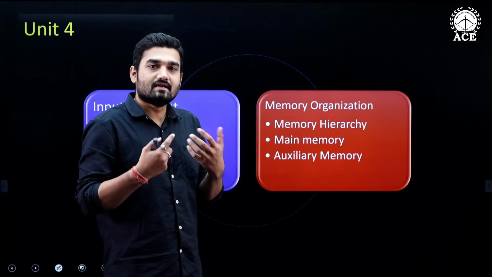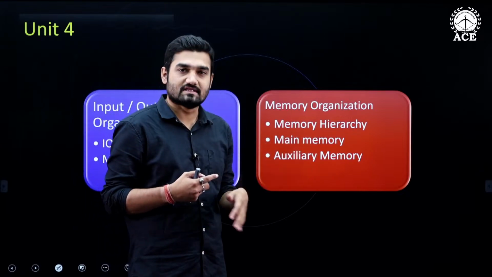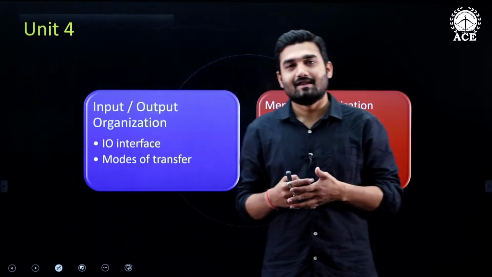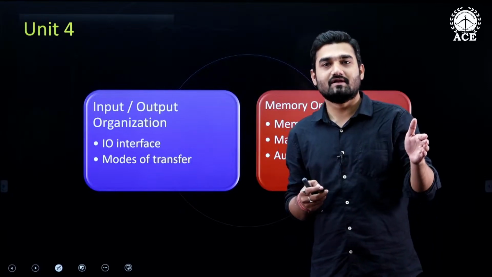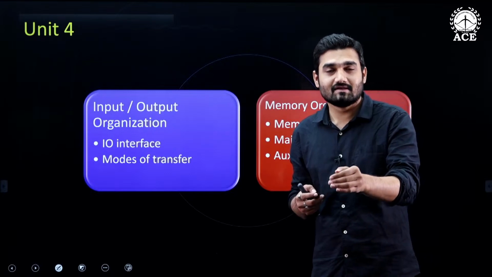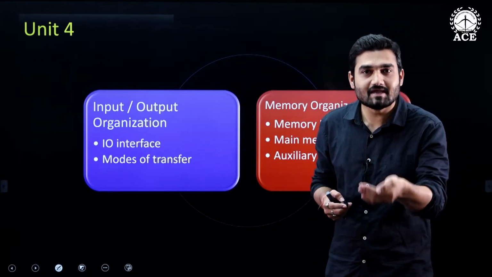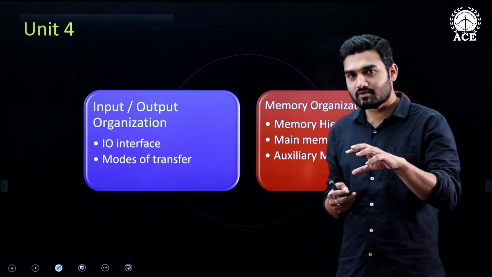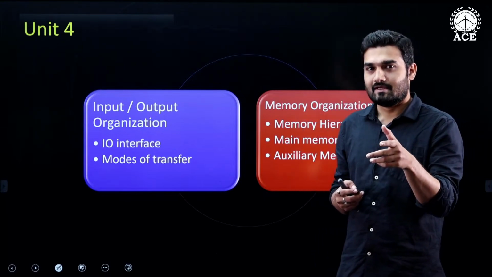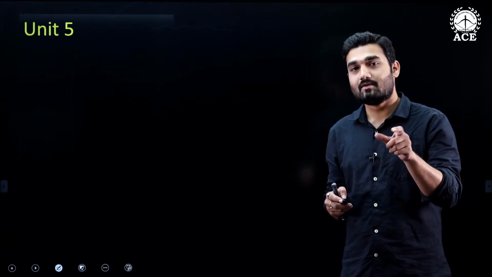Then after learning all these concepts, we will learn how to deal with main memory, how to deal with auxiliary memory. Okay? Now at last, we finished our computer organization, we finished our architecture. Now this is the right time to enhance your processor. How are you going to enhance your processor? It comes in unit 5. Unit 5 is all about enhancing.